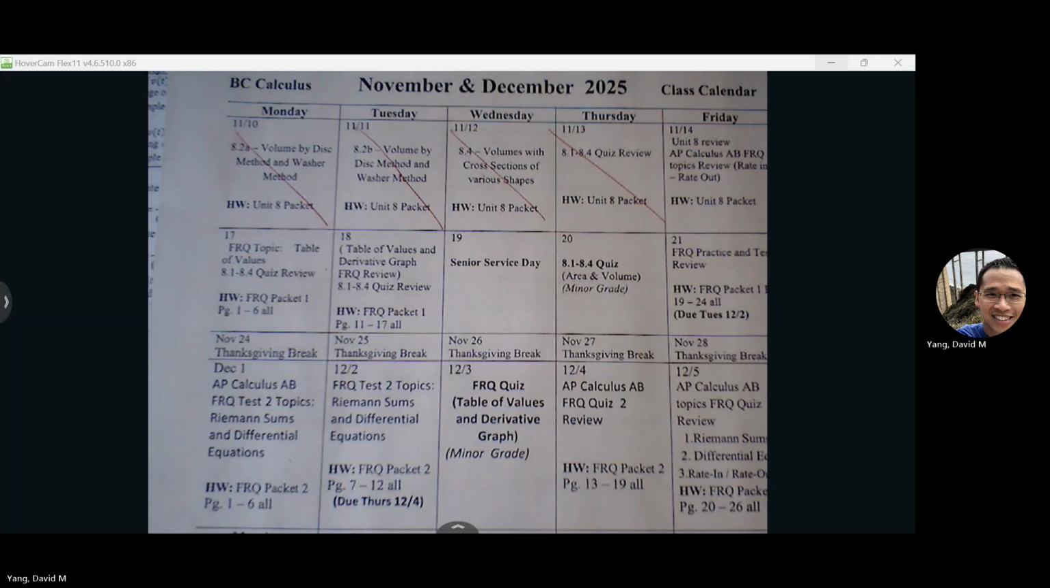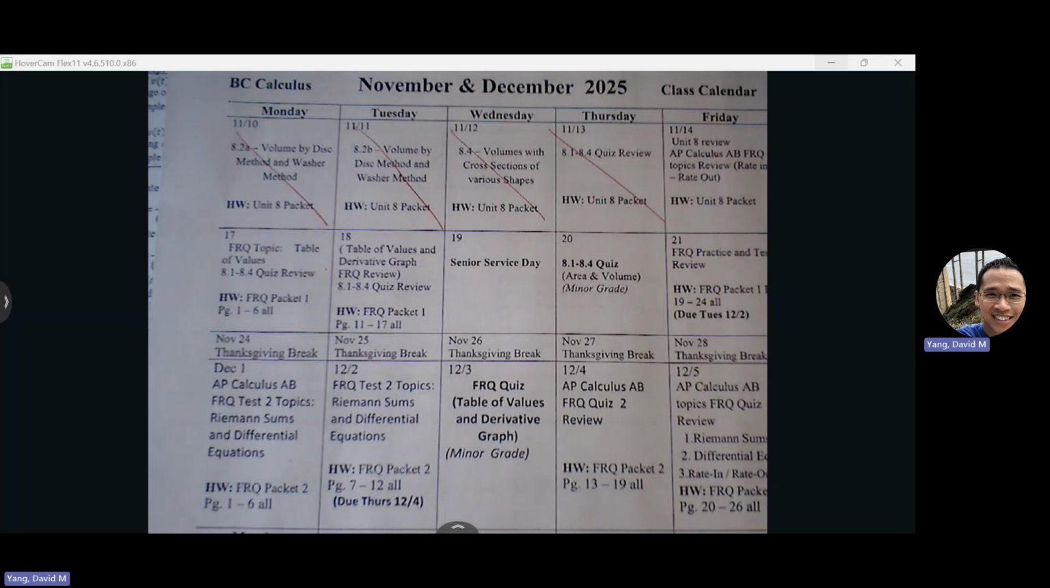So we are going to do some more area volume review, but there's one specific FRQ or AB FRQ topic that we haven't quite seen. It's an application of the first theorem, and it's called this rate in, rate out type problem. So we'll talk about that today.